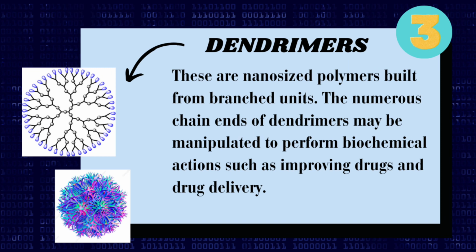Next, dendrimers. These are nano-sized polymers built from branched units. The numerous chain ends of dendrimers may be manipulated to perform biochemical actions such as improving drugs and drug delivery. Dendrimers naman, ito yung special molecules that have a tree-like structure. They start with a central core and branches or arms that have a symmetric pattern, much like the branches of a tree, parang mga branches ng puno or spokes of a wheel.